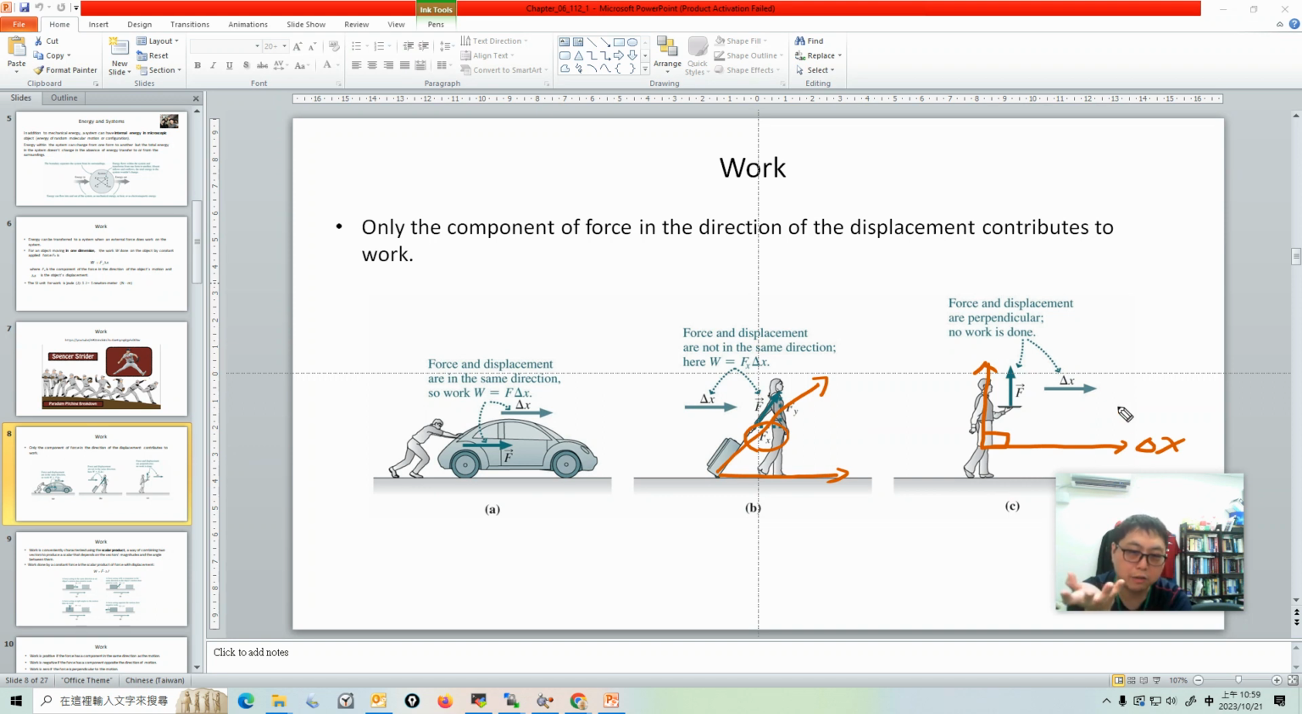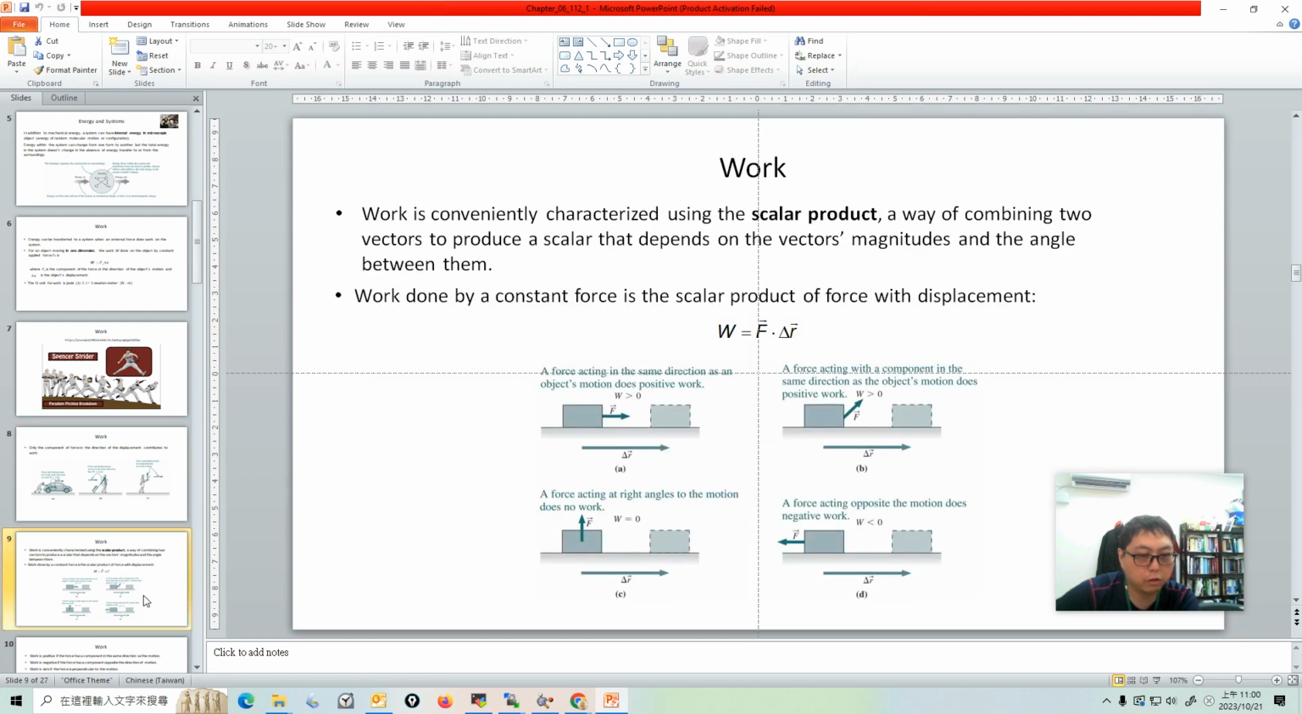So yeah, it has a force to hold the plate, but this force does not do work, because this force is perpendicular to the displacement direction. Okay, so back on the slide.